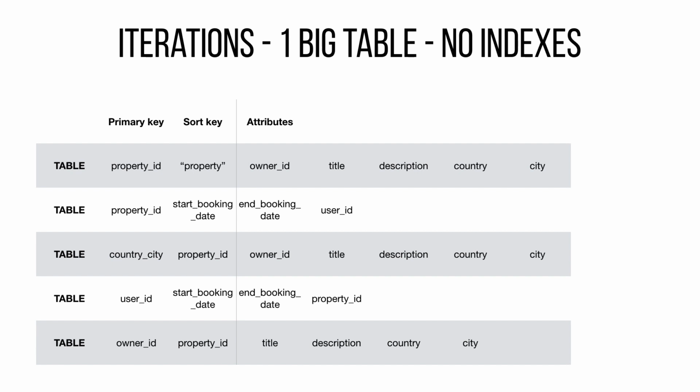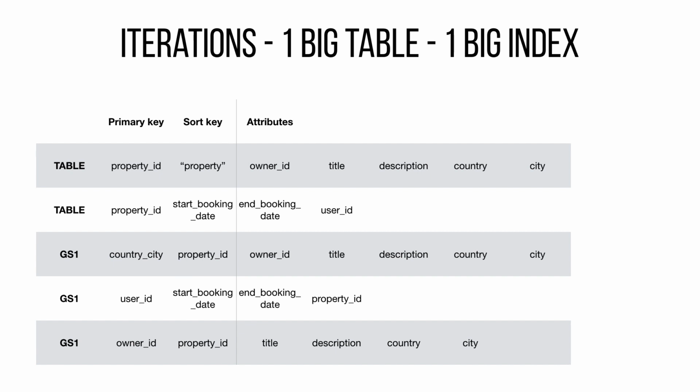One for the property, one for the bookings, one for the search, one for the owners list. And this becomes very complicated. You need to use the transactional write and add a lot of complexity into the game. This is not very efficient, so I discarded it quite fast.